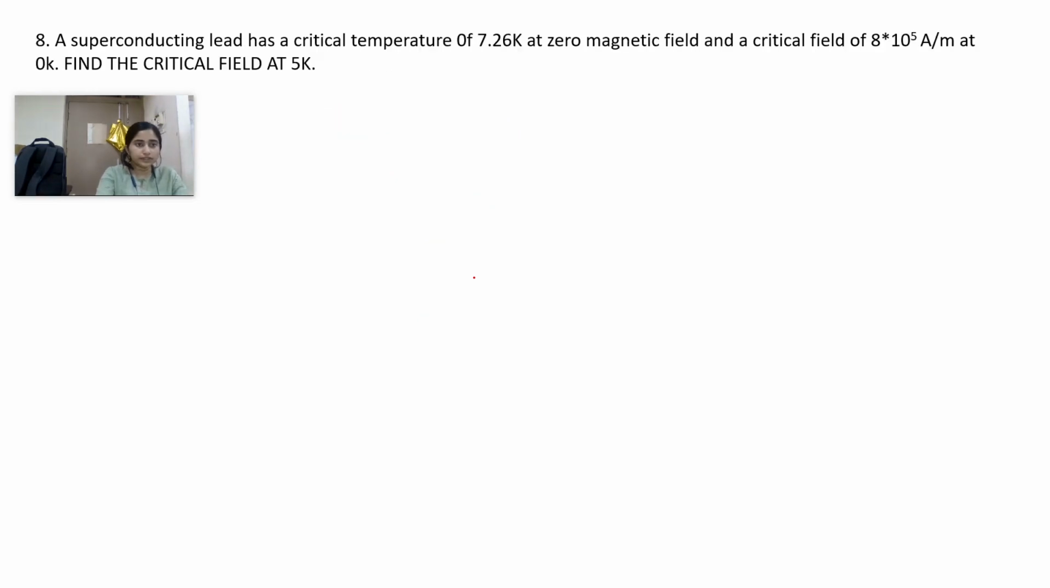Now we will go to the next problem. A superconducting lead has a critical temperature of 7.26 Kelvin at zero magnetic field and a critical field of 8 times 10 to the power 5 ampere per meter at 0 Kelvin. Now find the critical field at 5 Kelvin. So you have to calculate.